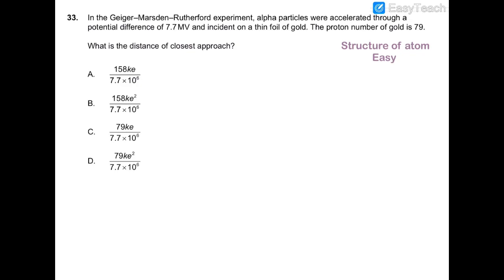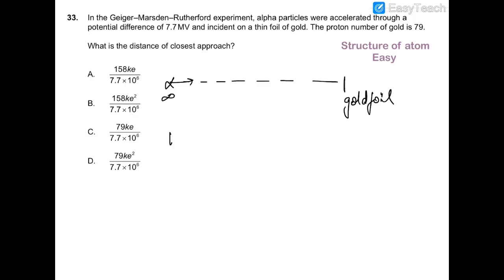In this question, you can see that in the Geiger-Marsden-Rutherford experiment, alpha particles are accelerated through a potential difference of 7.7 megavolt and they are incident on a thin gold foil. The proton number is 79 for gold foil and we have to find out the distance of closest approach. Now let's suppose this is the gold foil, and alpha particles are accelerated from infinity.